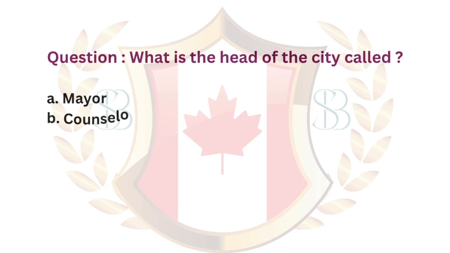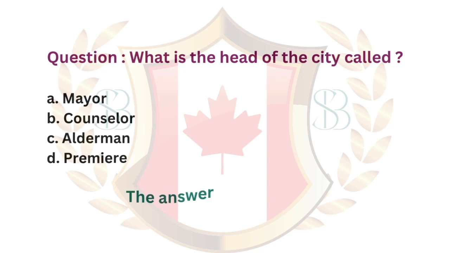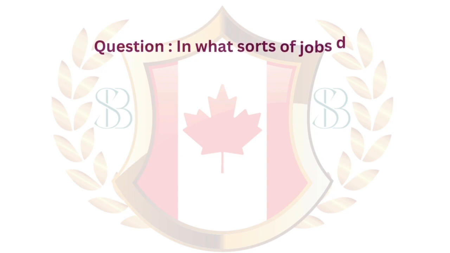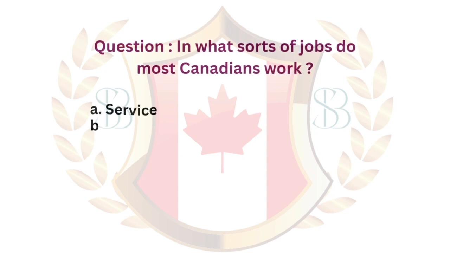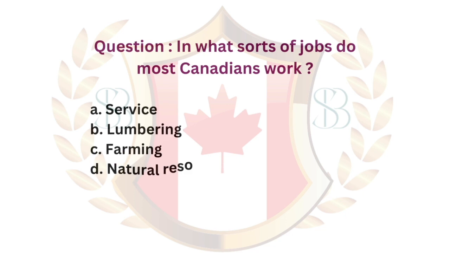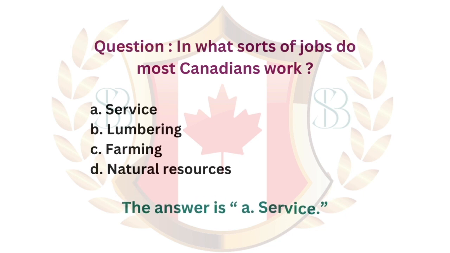Question: What is the head of the city called? A. Mayor. B. Councillor. C. Alderman. D. Premier. The answer is A. Mayor. Question: In what sorts of jobs do most Canadians work? A. Service. B. Lumbering. C. Farming. D. Natural resources. The answer is A. Service.